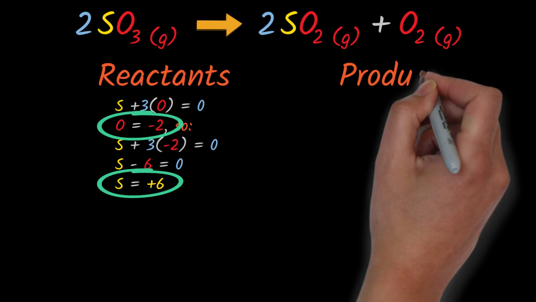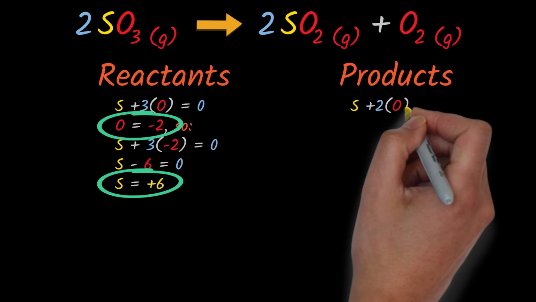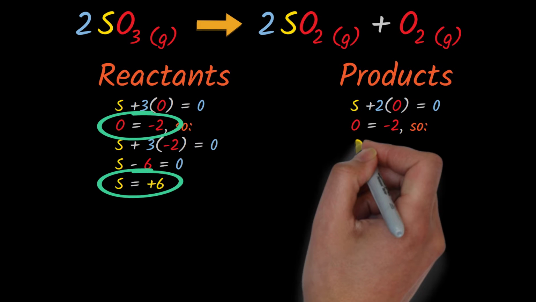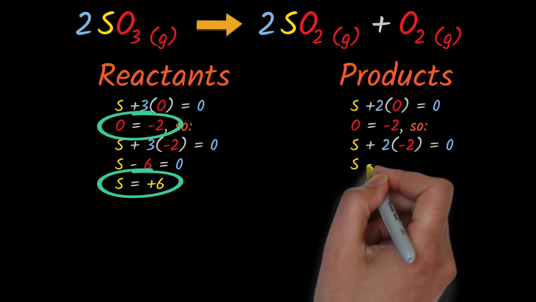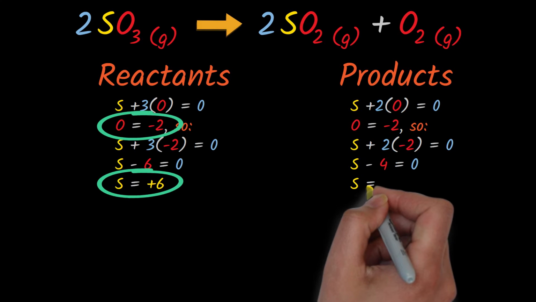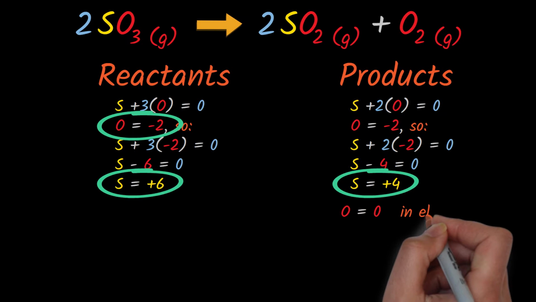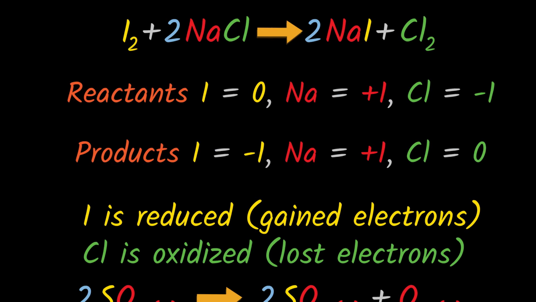On the product side, we have sulfur dioxide, so the oxidation numbers are sulfur plus 2 times the oxidation number of oxygen equals the total charge, which is 0. In compounds, oxygen is -2, thus we have sulfur plus 2 times -2 equals 0. This calculates out to sulfur being +4. The oxygen in the elemental form is equal to 0. So, for this equation, oxygen went from a -2 in sulfur trioxide to a 0 in the elemental oxygen. Oxygen was oxidized, and sulfur, which went from +6 down to +4, was reduced.